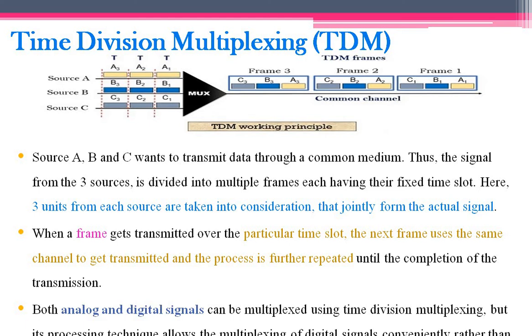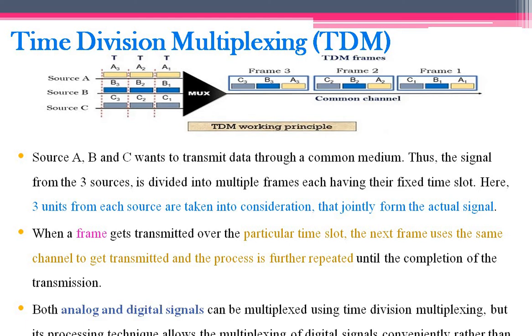See, the first frame in this particular time slot is transmitted through a channel. Now the second frame also uses the same channel to transmit its data, and this process is repeated until your complete data has been transmitted. We can use this for both analog and digital signals. Which multiplexing can we use? Time division multiplexing. But processing techniques allow the multiplexing of digital signals more conveniently than analog signals. I'll repeat this one, you just note it down.